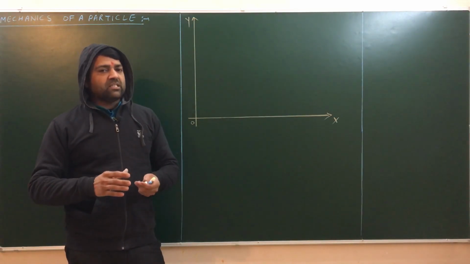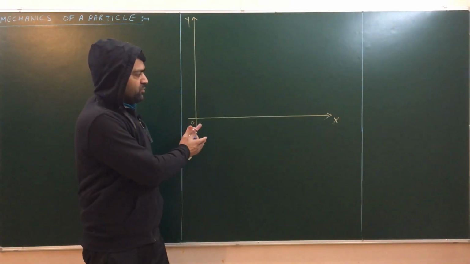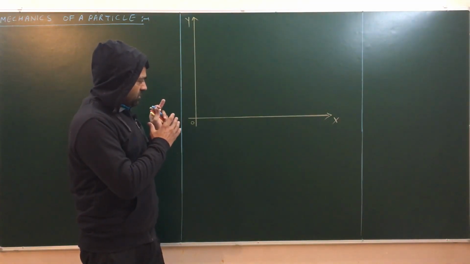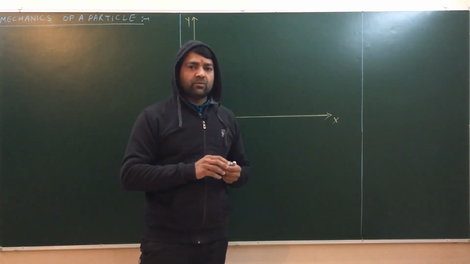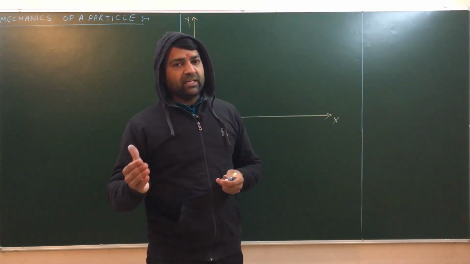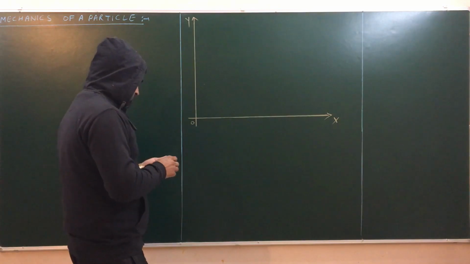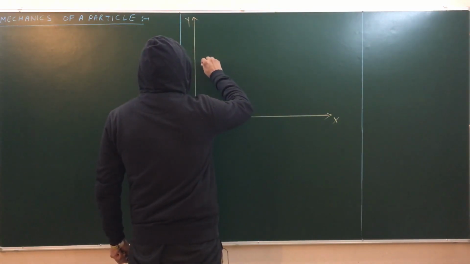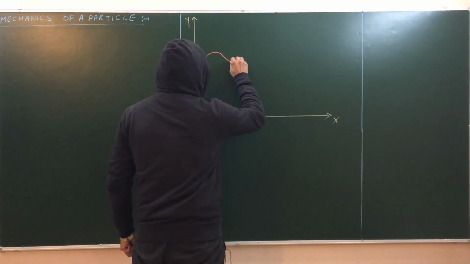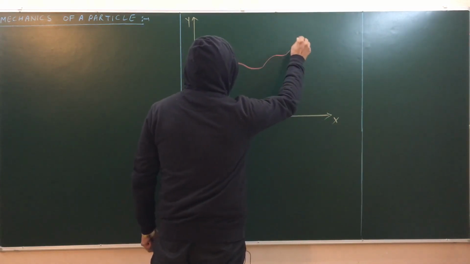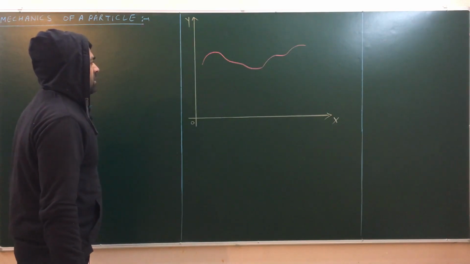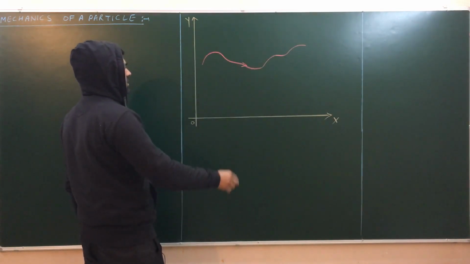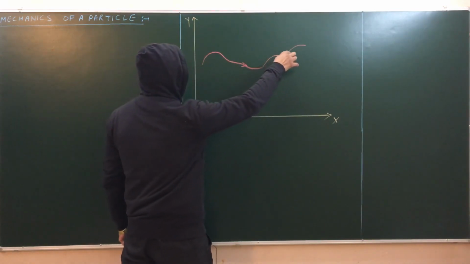Student, we can easily generalize the two-dimensional motion of the particle into three dimensions. So for our simplicity, we are going to take the motion of a particle in a plane. Student, we have a particle and it is moving in an arbitrary, some crazy manner like this. And its sense is this. It's moving in this way.